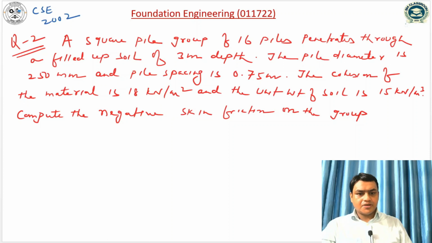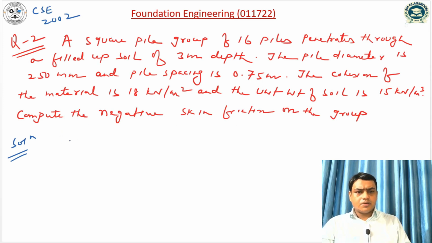So let us take another problem. A square pile group of 16 piles penetrate through a filled up soil of 3 meter depth. The pile diameter is 250 mm and spacing of the pile is 0.75 meter. The cohesion of the material is 18 kilonewton per meter square and the unit weight of the soil is 15 kilonewton per meter cube. So compute the negative skin friction on the group.